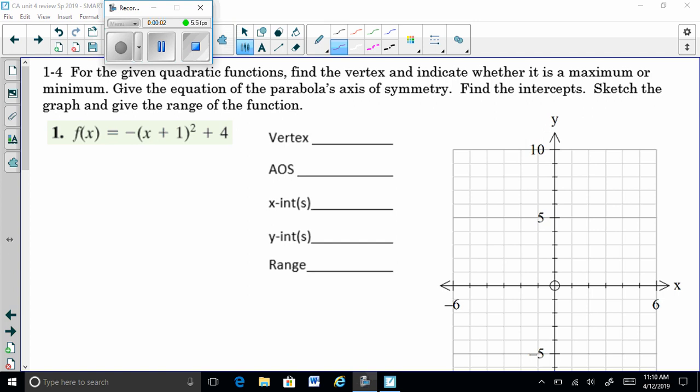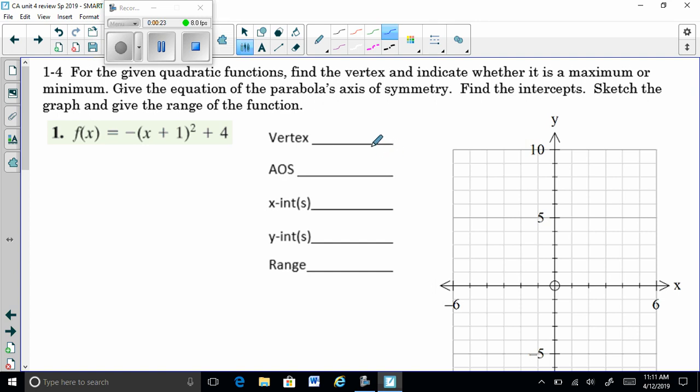So on the next part of the review, we're going to graph parabolas. And so we're going to go ahead and extract this information here and then use it to graph it and sketch it. Okay, so the vertex, it's the highest or lowest point on the graph.